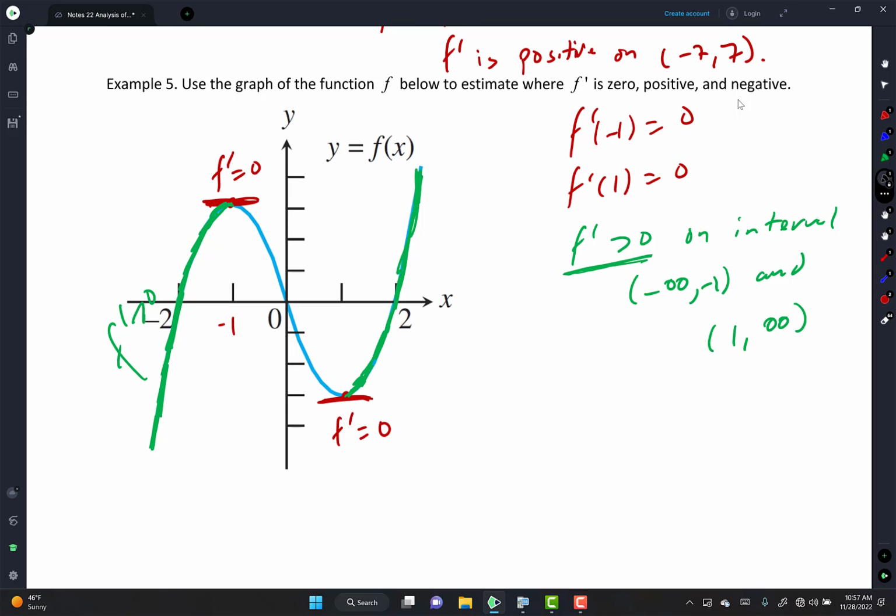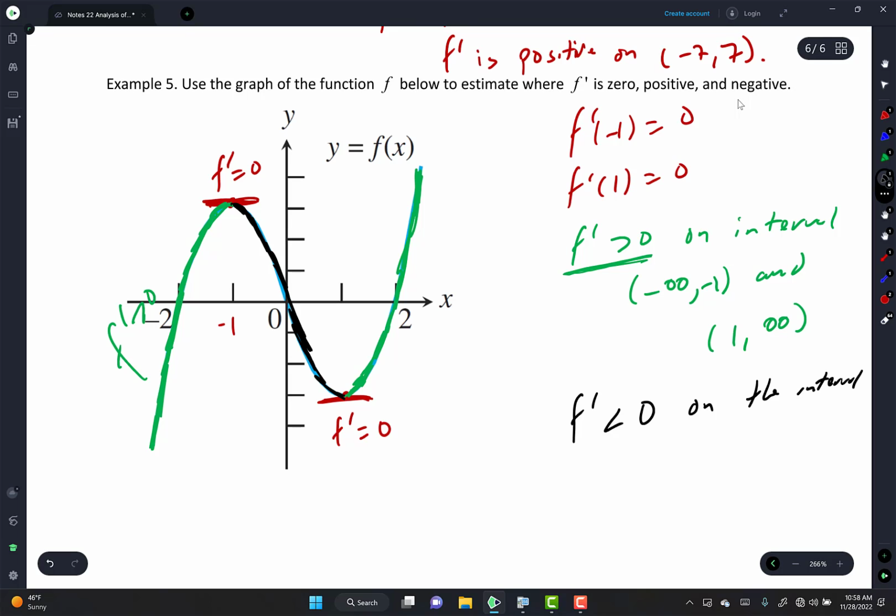Wow. All right, here we go. F prime. All right, guys. F prime is negative from what to what? Negative 1 to 1. So I'm right. F prime is negative on the interval negative 1 to 1. And there it is, nice and color coded. The reds mean 0, the greens mean positive, the black means negative.